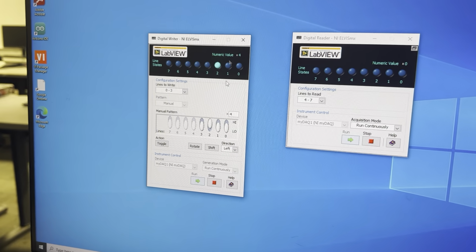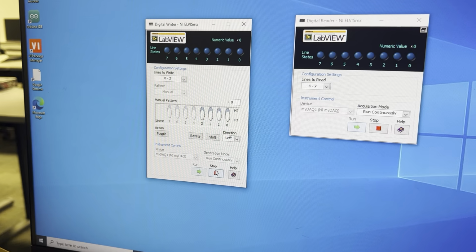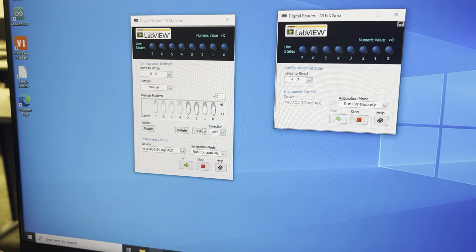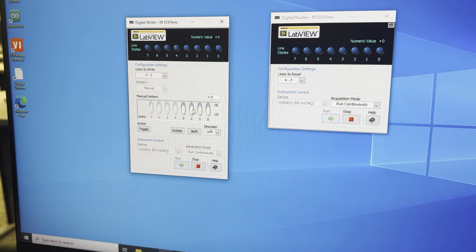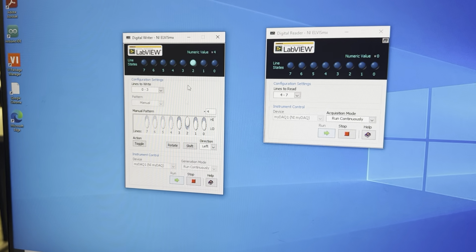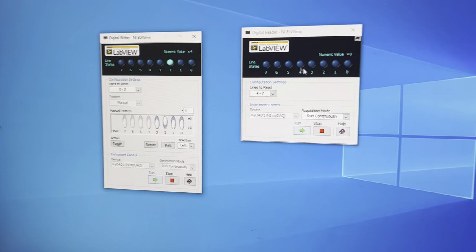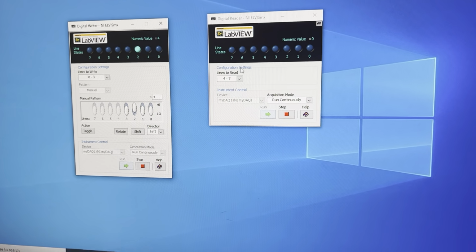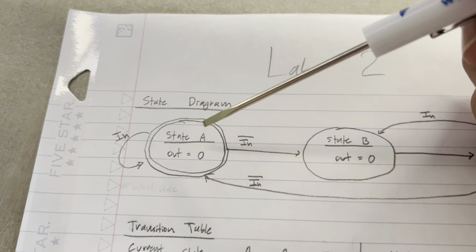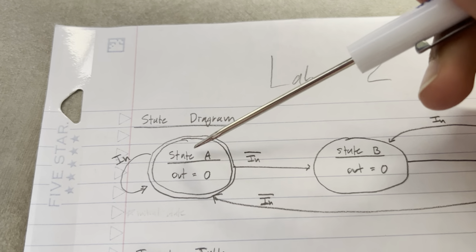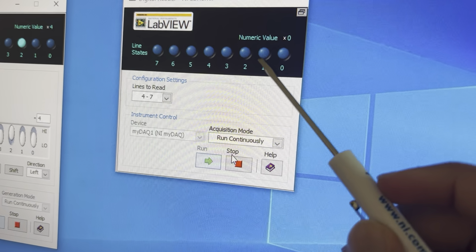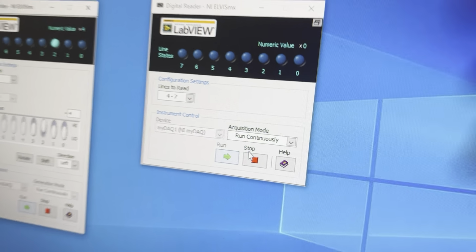I will quickly reset everything and run. Because the reset is inverted, we have to keep this high at all times. That's just the reset pin. And let's start by looking at our transition diagram or state diagram. So we're in state A. It should be 0, 0, and it does start with 0, 0.